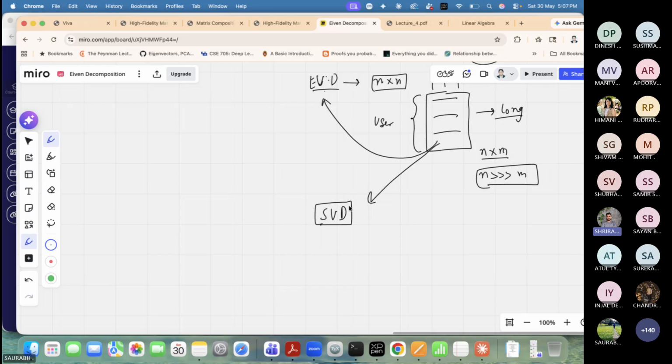Can we multiply this matrix with its transpose and then get a square matrix, that covariance, right?